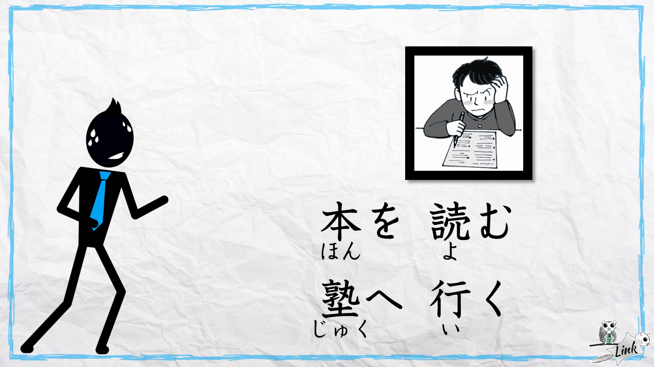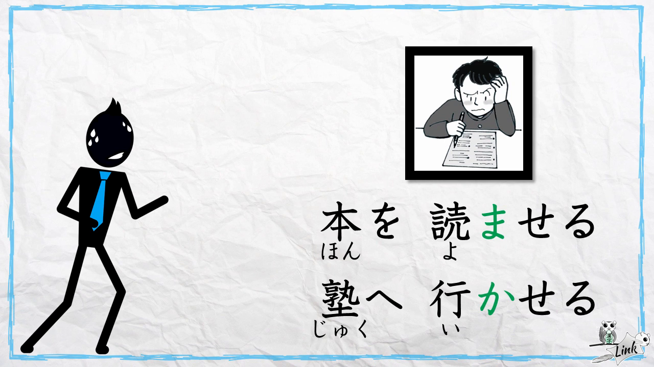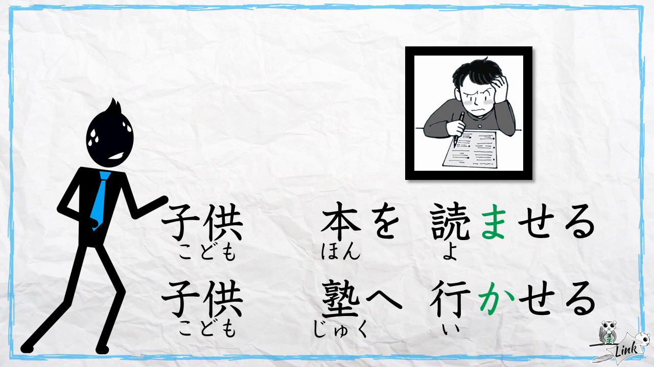First, let's turn the verbs into the causative form. They are both group 1 verbs, so yomu becomes yomaseru and iku becomes ikaseru. So far, there is nothing new. But if you want to express who is forced to do these actions, then it gets a bit tricky. In this case, the kid is forced to read a book or to go to a cram school. So we will start with adding kodomo in these sentences.